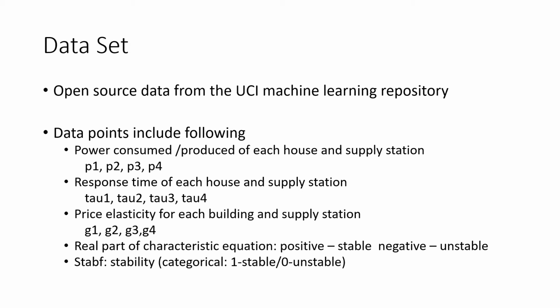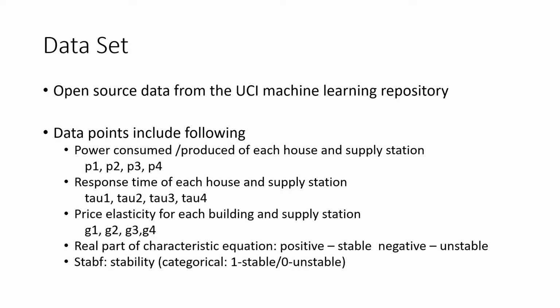The data points include the following: power consumed, produced from each house and the supply station itself, P1, P2, P3, and P4. Response time of each house and supply station, tau 1, tau 2, tau 3, tau 4, and the price elasticity for each building and supply station, G1, G2, G3, G4.